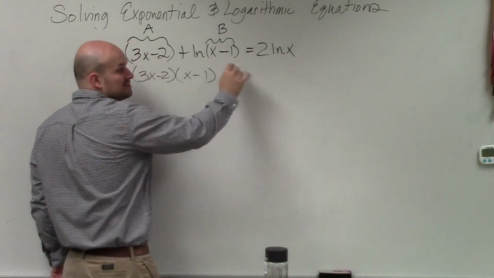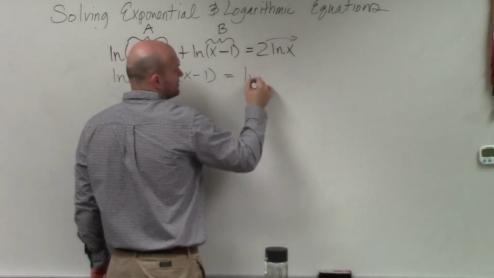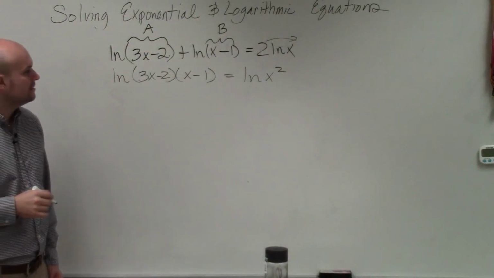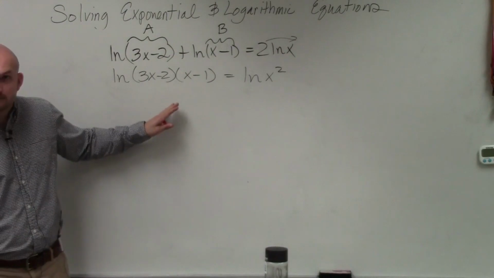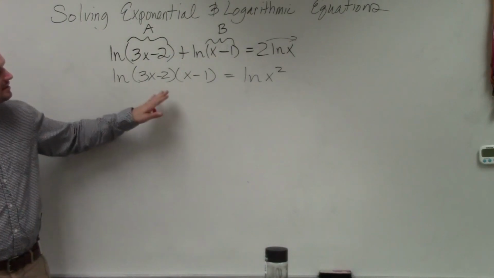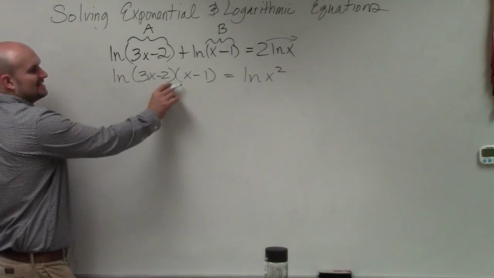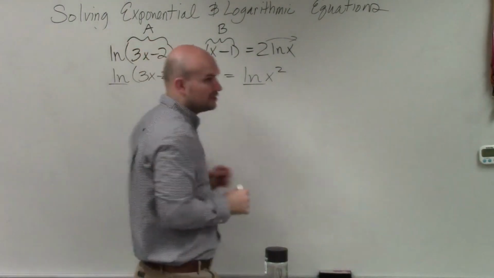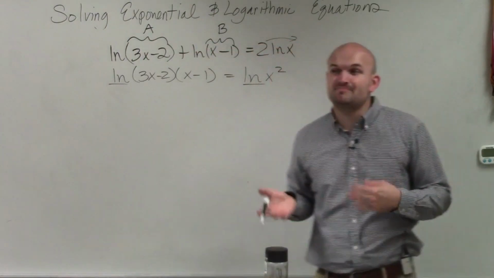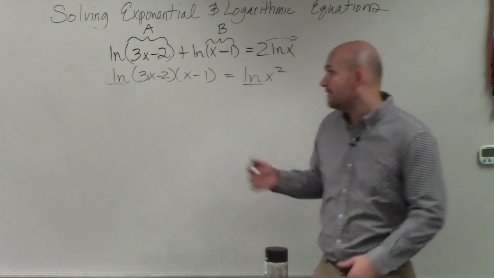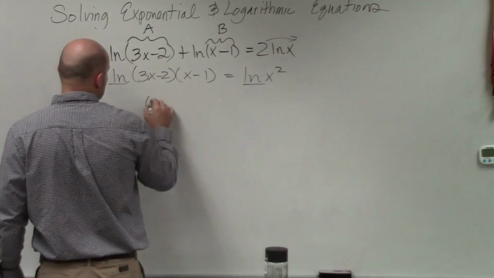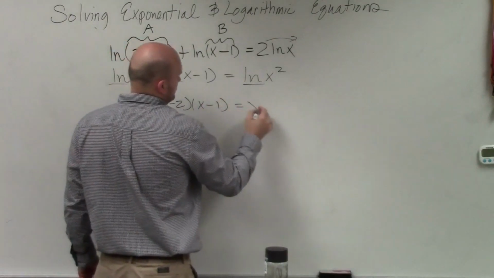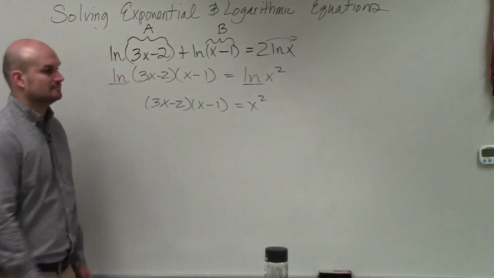And then here, I can use the power rule. I can put that up top. Does everybody understand what I did? Everybody OK with that? All right. So now, hopefully you see that I have a logarithm equal to another logarithm. Since they're both ln, we know that the base is going to be e. So now I can just set this left side equal to the right side.